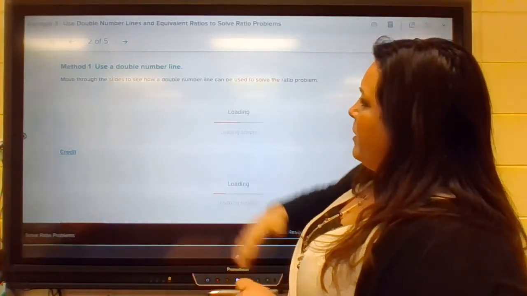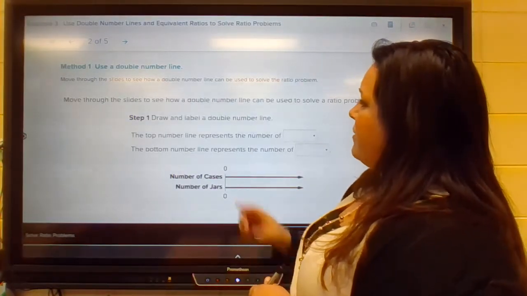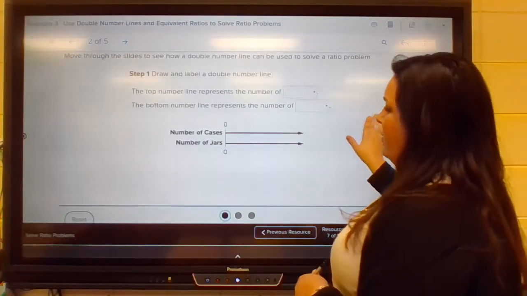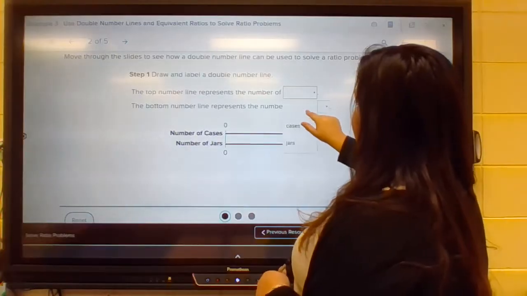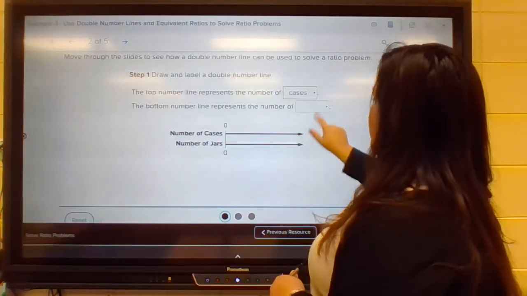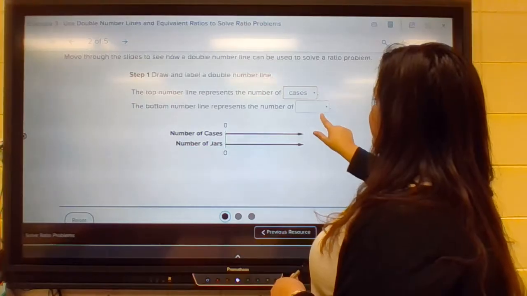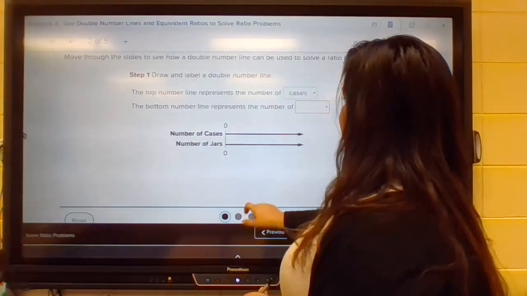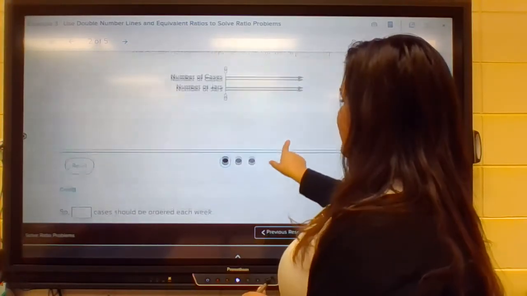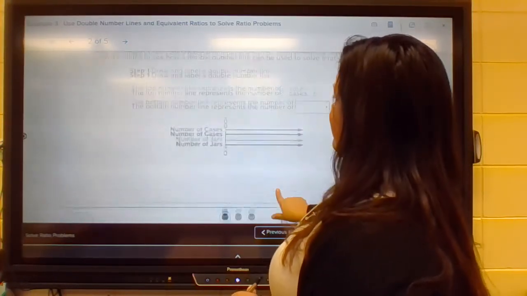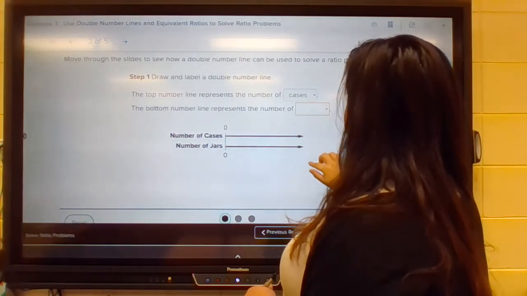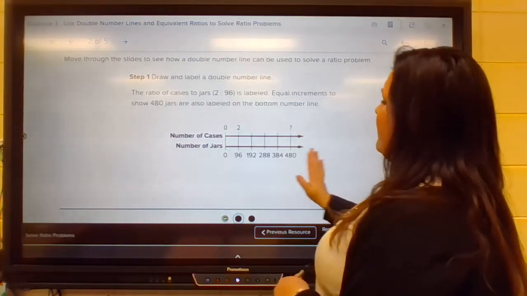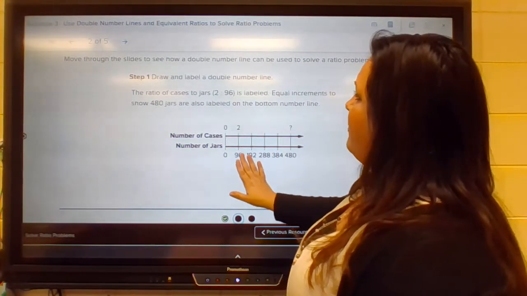So we're going to make another double number line here to solve our ratio. Okay, so step 1, draw and label. The top line represents the number of cases. The bottom line represents the number of jars. Sometimes it gets a little stuck, and that's okay. Then we're going to label what we know, okay?